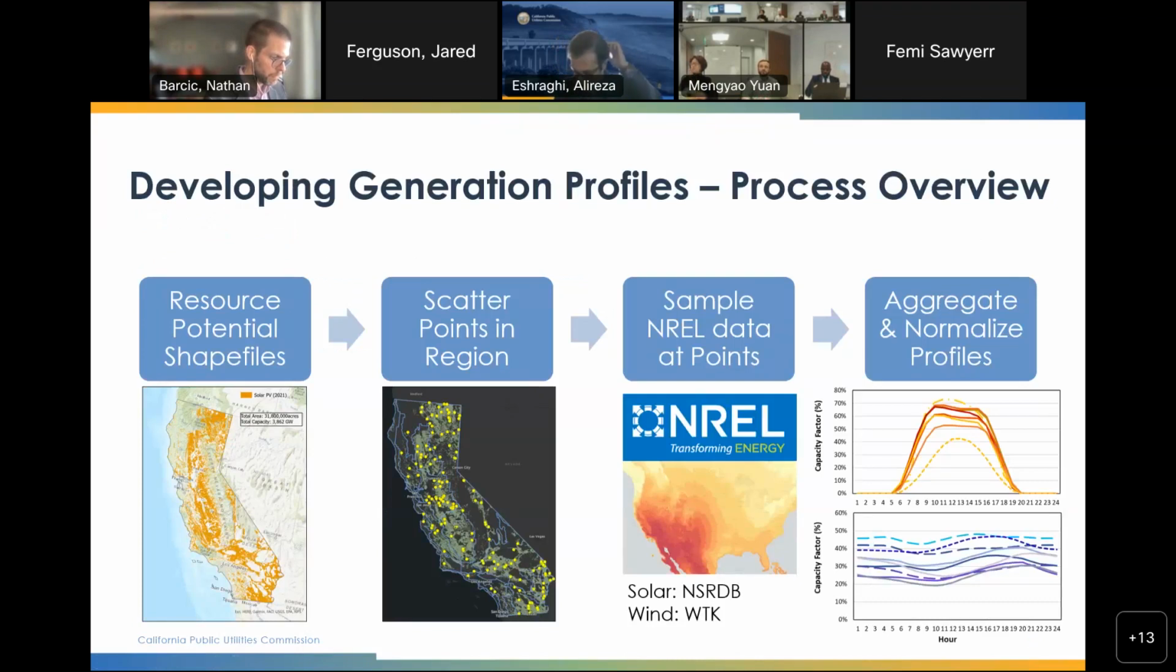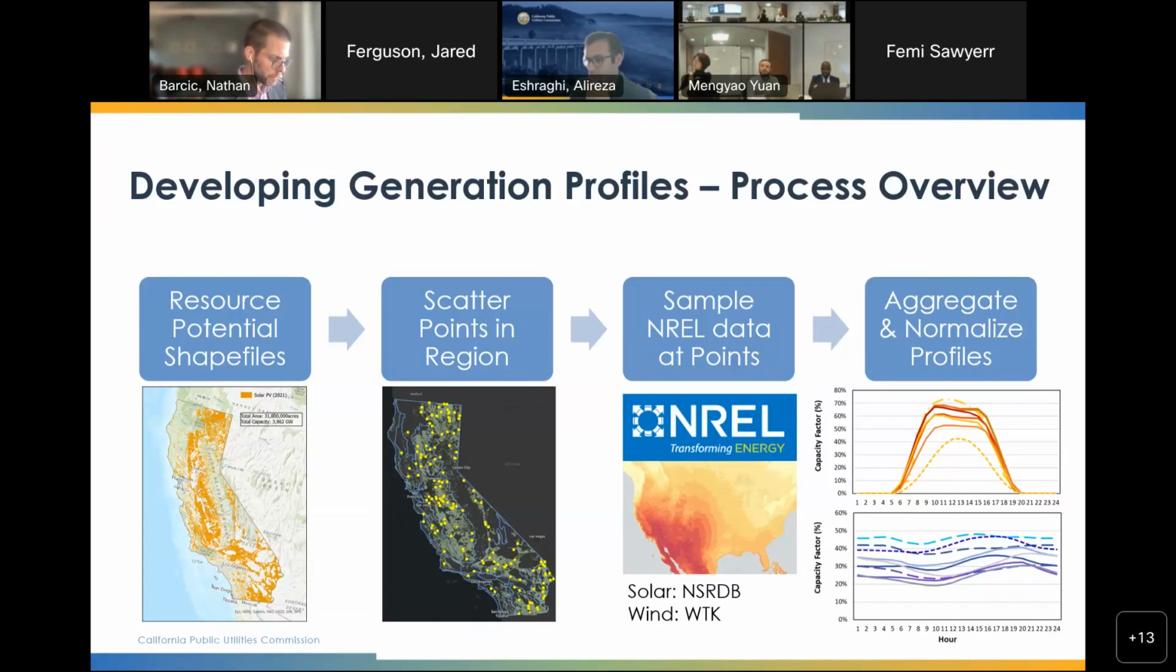The way in which we develop the generation profiles, from a high level, this shows each individual step, which I'll walk through. The first is starting with what we produce from the land use screen and resource potential characterization piece, which was just covered by Femi. So we start with these shapefiles that are a result of the land use screens, and really identify the areas in which we can and will see renewable development. There are two different shapefiles that result from this, at least for the generation profiles we're covering today: solar and wind.